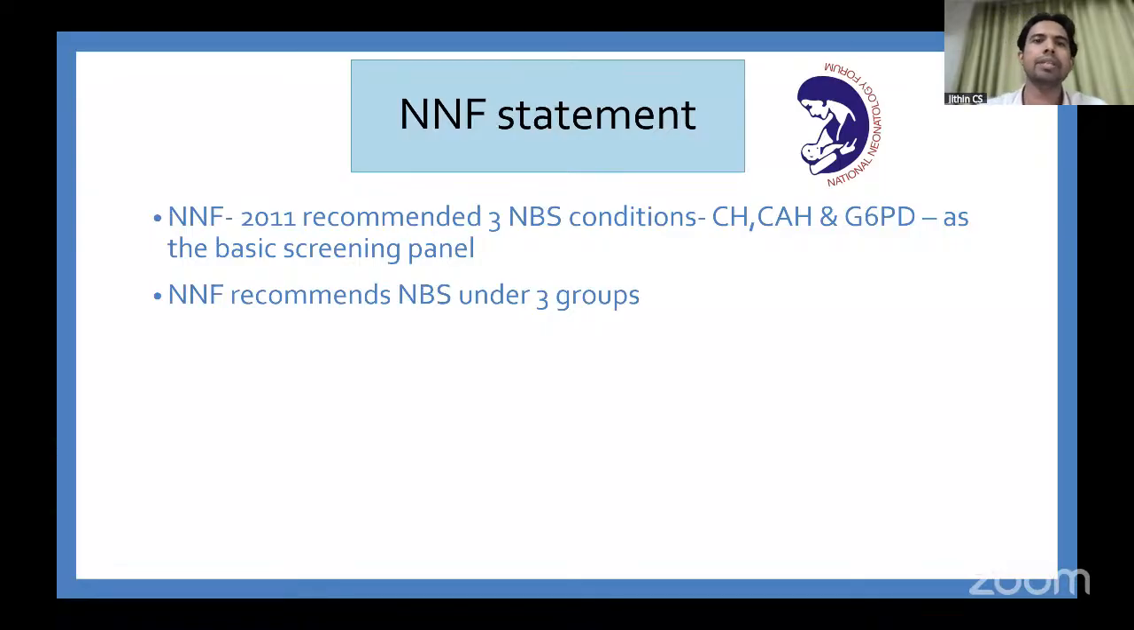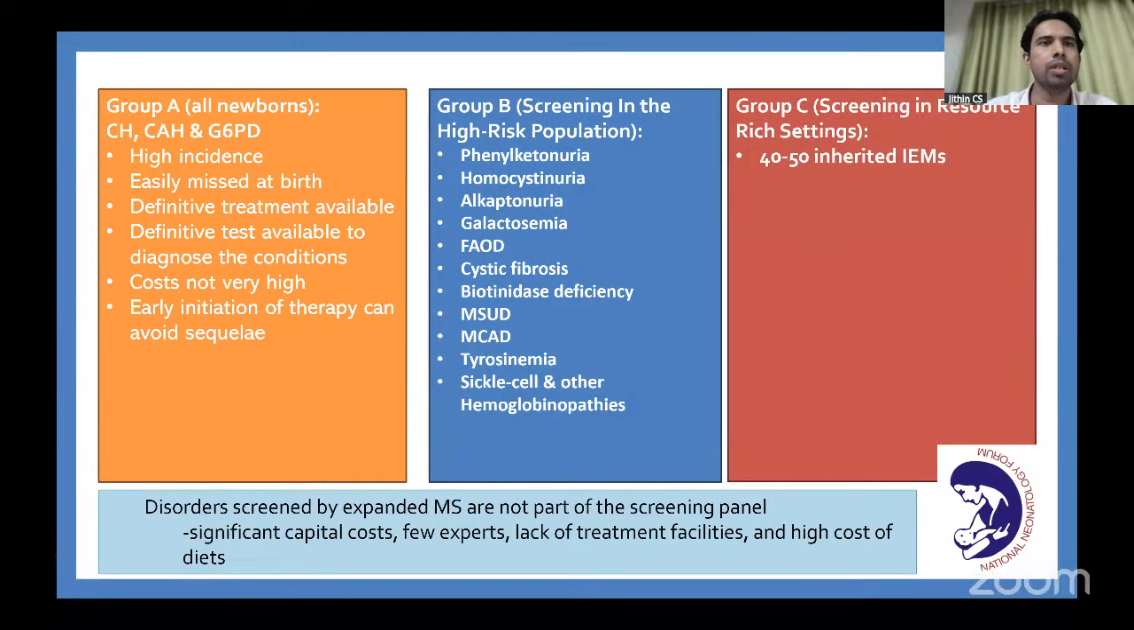It recommends NBS under 3 groups. Group A should be done for all newborns, which includes the basic 3 diseases. Group B is for screening in high-risk populations, like sickle cell hemoglobinopathy, galactosemia, and phenylketonuria. Group C is not recommended as a universal screening in our country because of resource constraints.